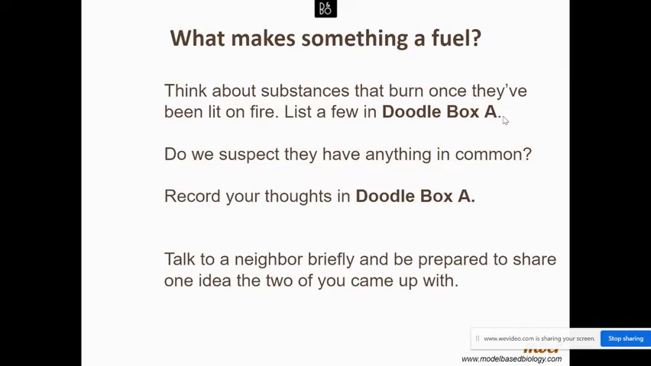So let's think about substances that burn once they've been lit on fire. If we think about a log or the wick of a candle, remember the wax of a candle doesn't actually start on fire, it melts. So that's a little bit different. You want to think of the actual wick of the candle. Do we suspect that they have anything in common? We want you to record any thoughts you have in box A. If you're working with a partner today, you can talk to a neighbor briefly and be prepared to write what they have in common.